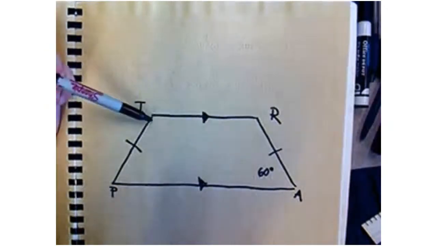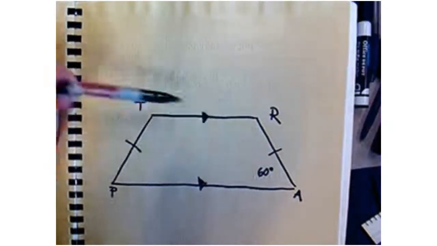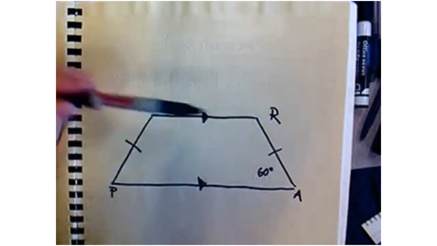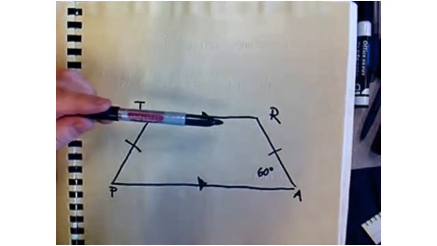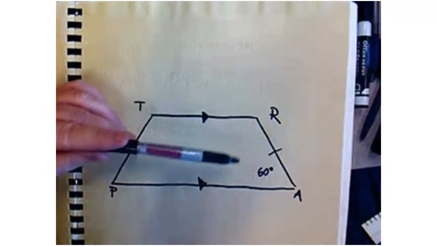So angle T is 120. And because base angles are congruent, angle R is 120. Or you could just do the math again. You could also go in a roundabout way and get here.